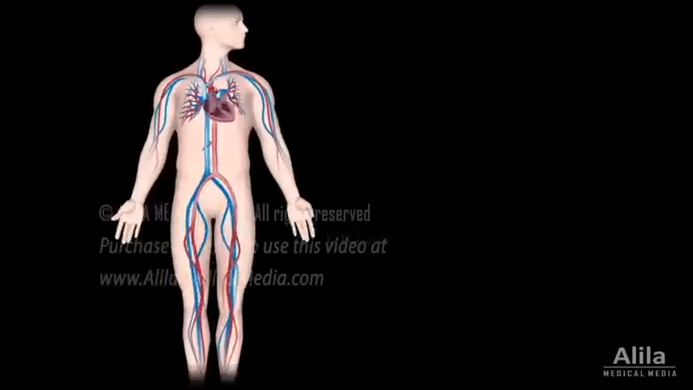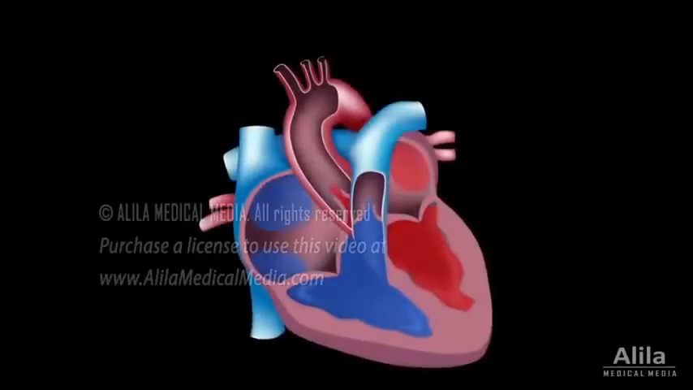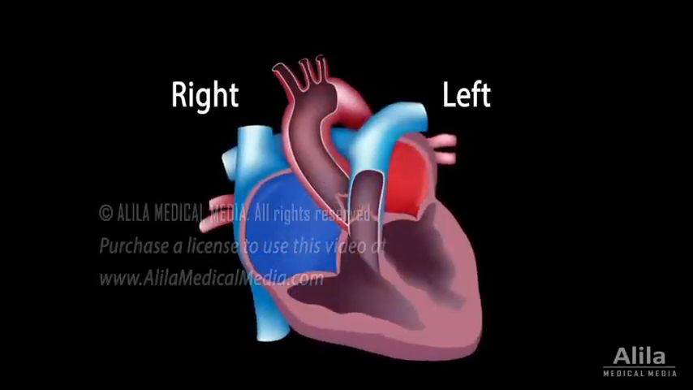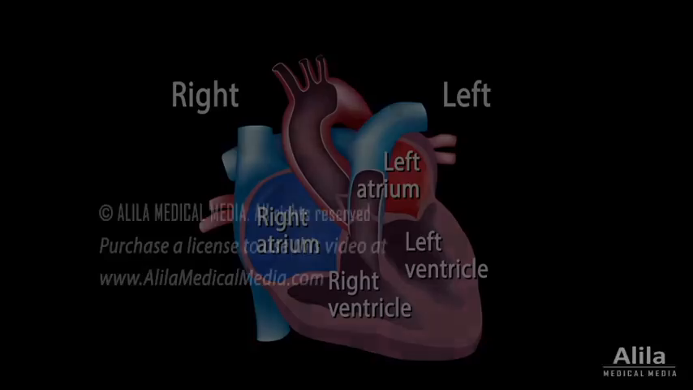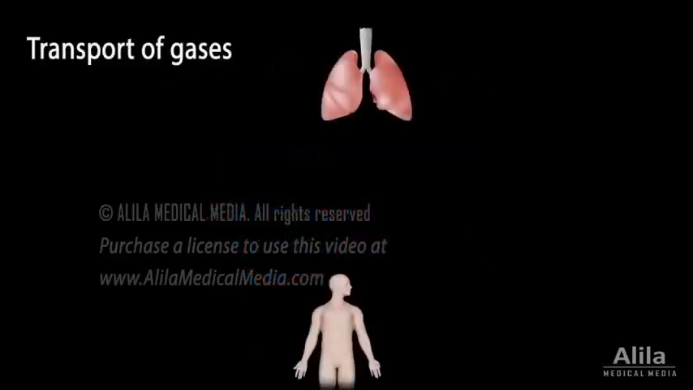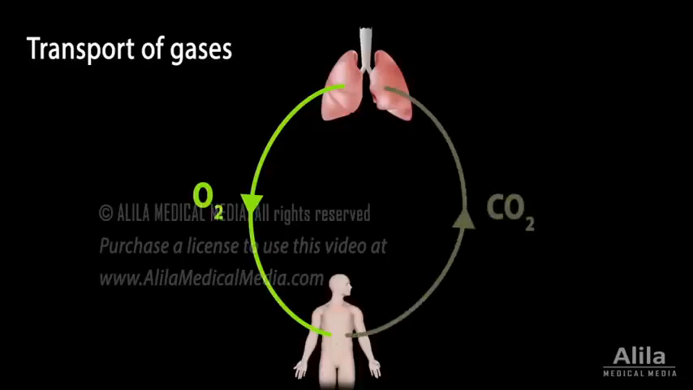The heart is essentially a pump that moves blood through the vessels. It has two sides, each of which has two chambers. The best-known function of the circulatory system is perhaps the transport of inhaled oxygen from the lungs to the body's tissues and removal of carbon dioxide in the opposite direction to be exhaled.